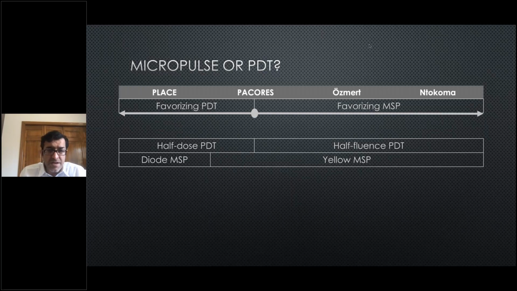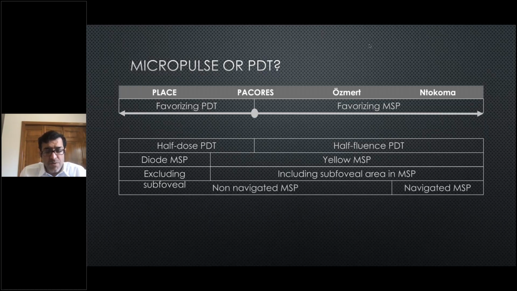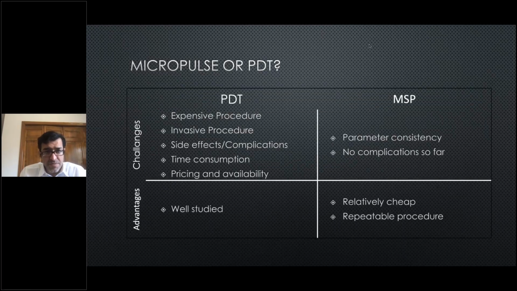The PLACE trial performed a diode laser, but the real life studies used yellow laser. The PLACE trial did exclude the subfoveal laser, which is not the real life situation. We tend to see these patients where you have leakage in the subfoveal area. Most of the studies have used non-navigated laser, but the study from our group did use a navigated microsecond laser.